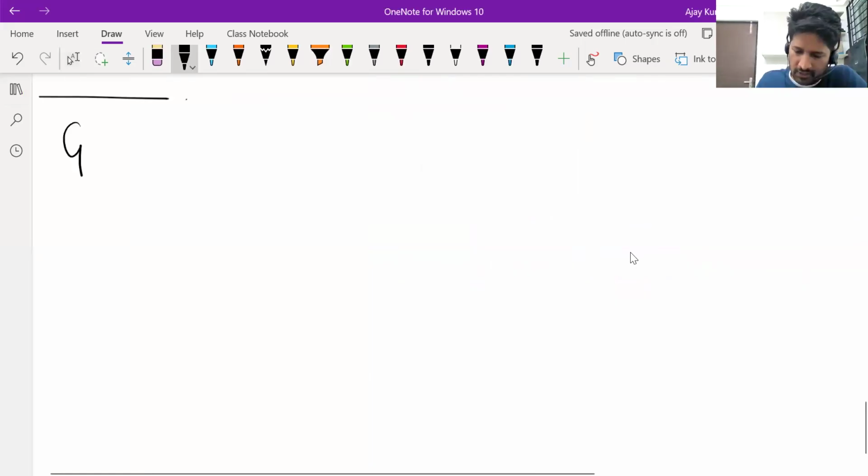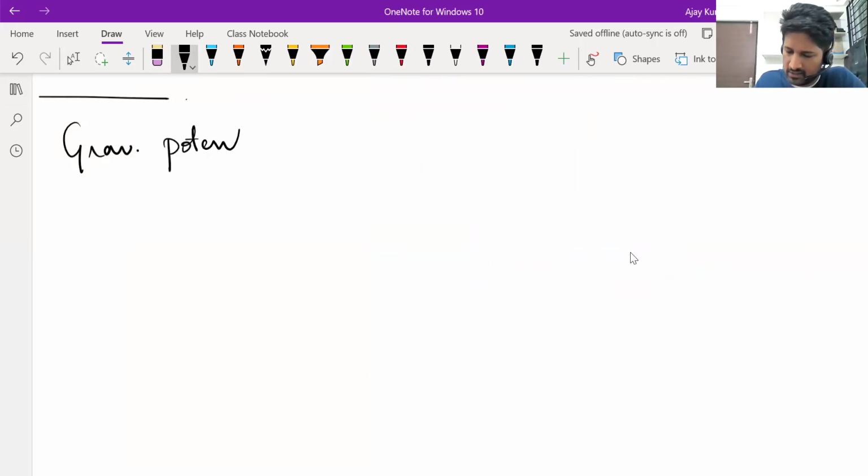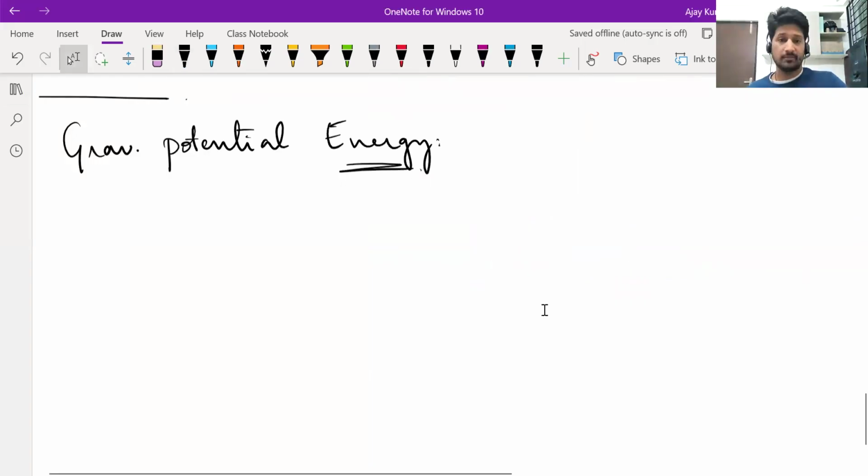Can any of you tell me the formula we used for gravitational potential energy? Last chapter we discussed conservative, non-conservative forces. We discussed potential energy. We derived a formula for gravitational potential energy. MGH. M is the mass of the object whose potential energy you want to calculate. G is acceleration due to gravity. What is H?